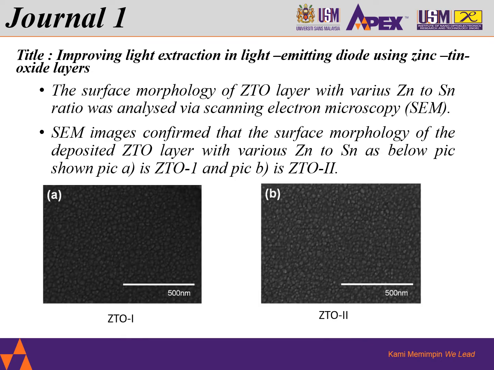Another method that we perform for characterization is using a scanning electron microscope, which we call SEM. We do some scanning on the methodology of the ZTO layer, with variation in design and sintered ratio. Based on the image below, SEM shows the surface morphology of the deposited ZTO layer, as seen in the pictures below. Picture A shows ZTO1 and picture B shows ZTO2.